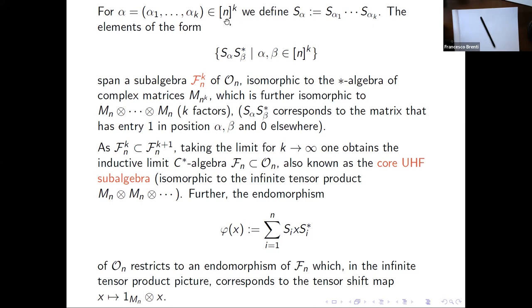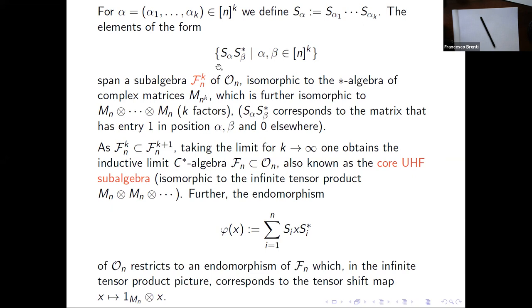So now inside this algebra, I have these particular elements, S alpha S beta star, where alpha and beta are both of length k. So this is the main thing. Otherwise, this would be the whole algebra. But here I'm only taking sequences of k integers. So if you want, you can think of degree k in the S and degree k in the S star.